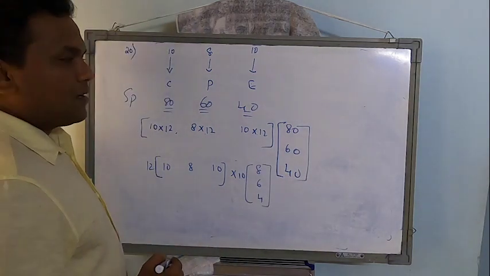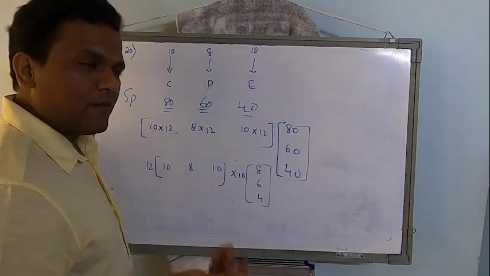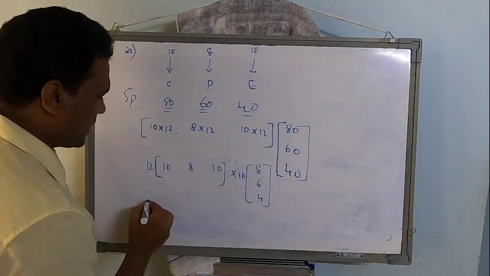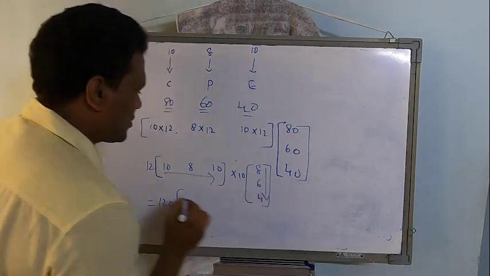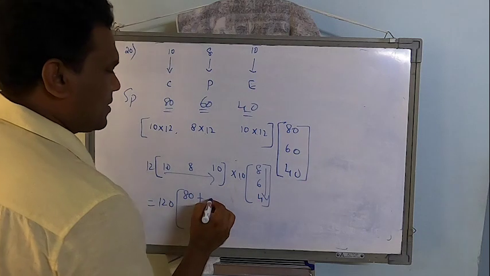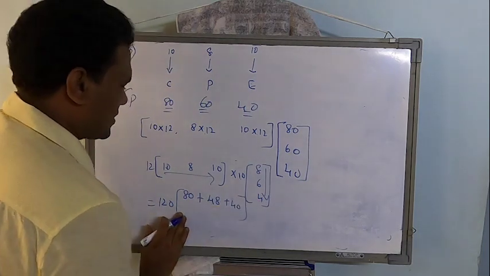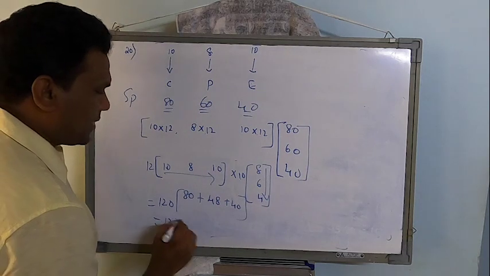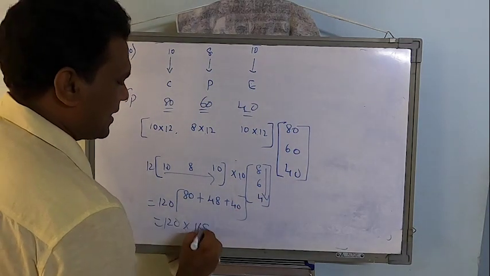No need to take commons actually. You can do the simplification directly, it will just take more time. So 12 multiplied by 10, that's 120. The rest is the product of these two. So 10 multiplied by 8, 80 plus 48 plus 40. So that is just one element. So 120 multiplied by 168.